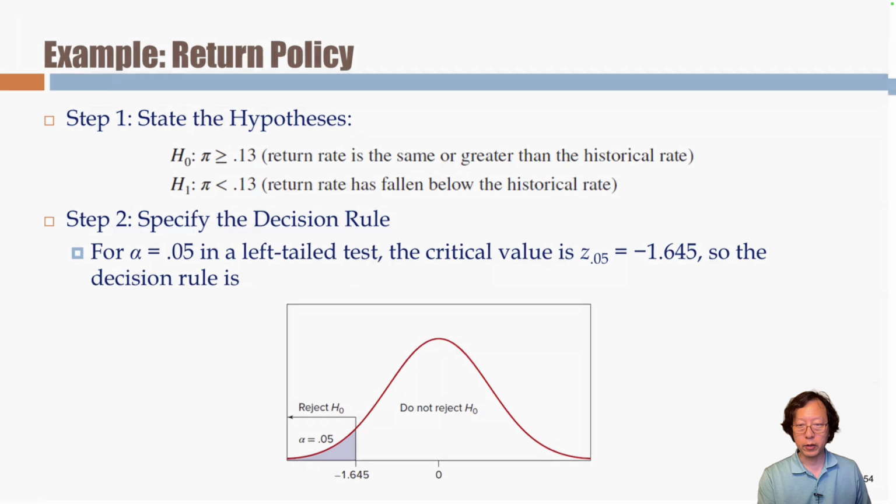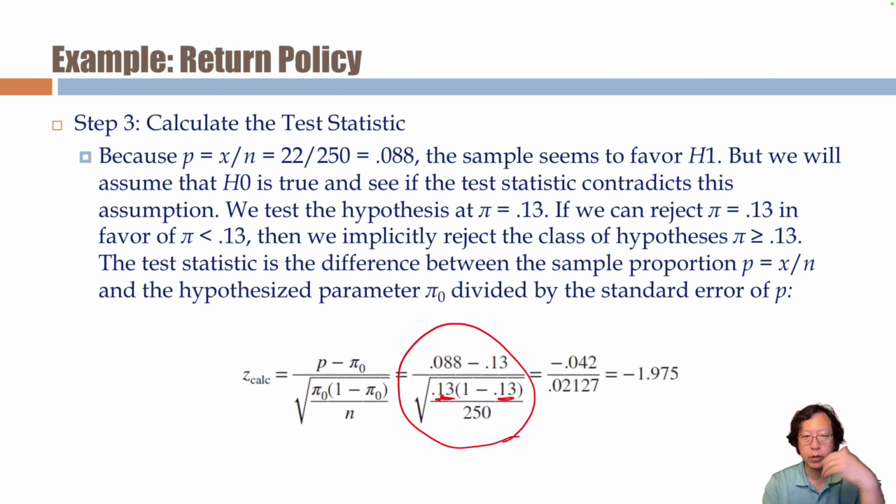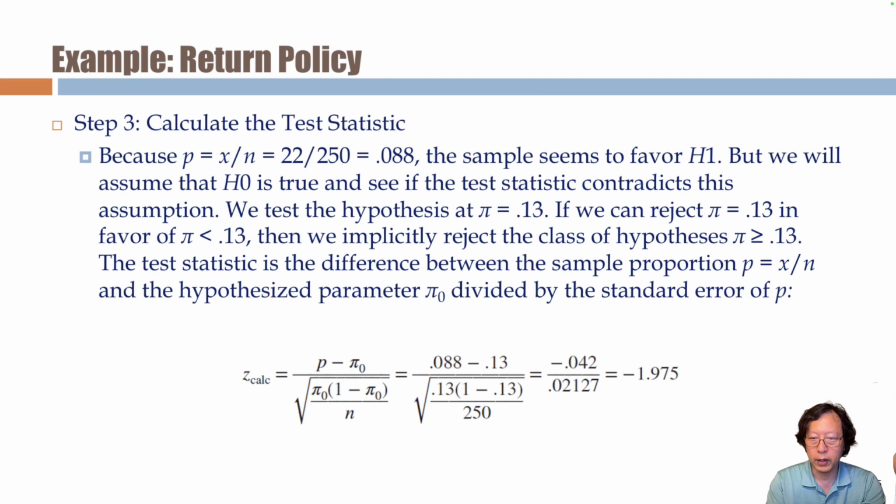If you calculate it, this is the calculation. That's why I'm using 13% here, because this calculation is under the assumption our null hypothesis is true, and then we want to find out how rare my result is. So you can find out this is minus 1.975. This is way smaller than minus 1.645.